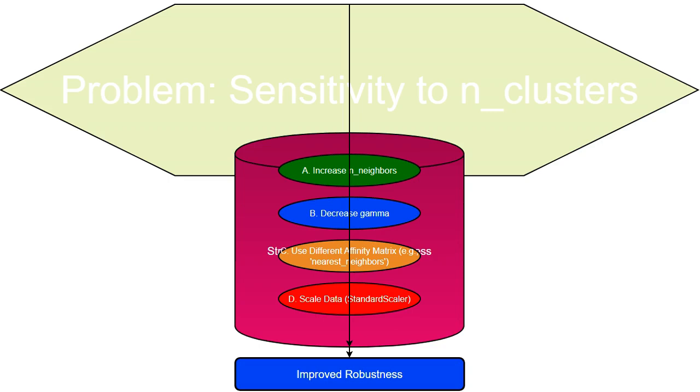Hey Vamsi. This line introduces the core problem. The SpectralClustering results are very sensitive to how many clusters, NCLUSTERS, we choose. Even a small change in this number can lead to very different clustering outcomes. This is what we need to improve.